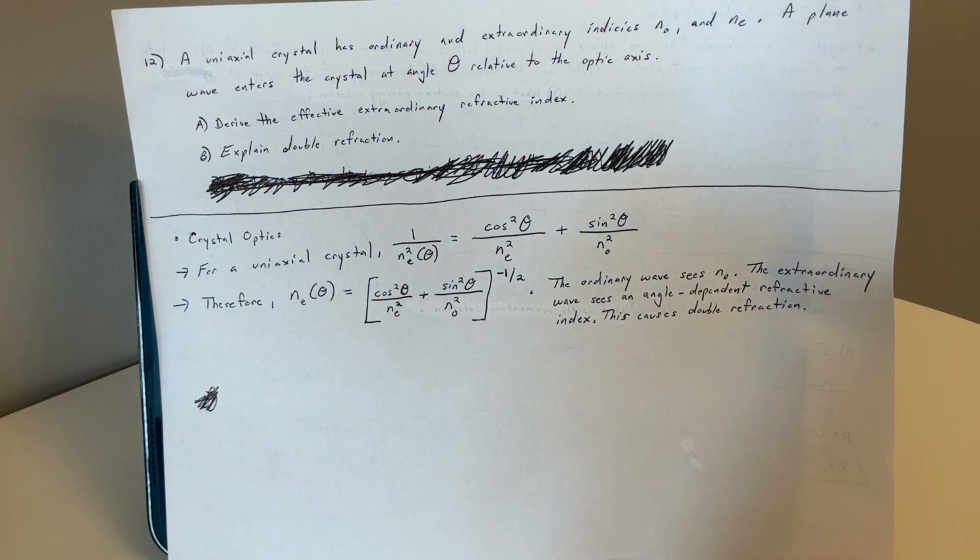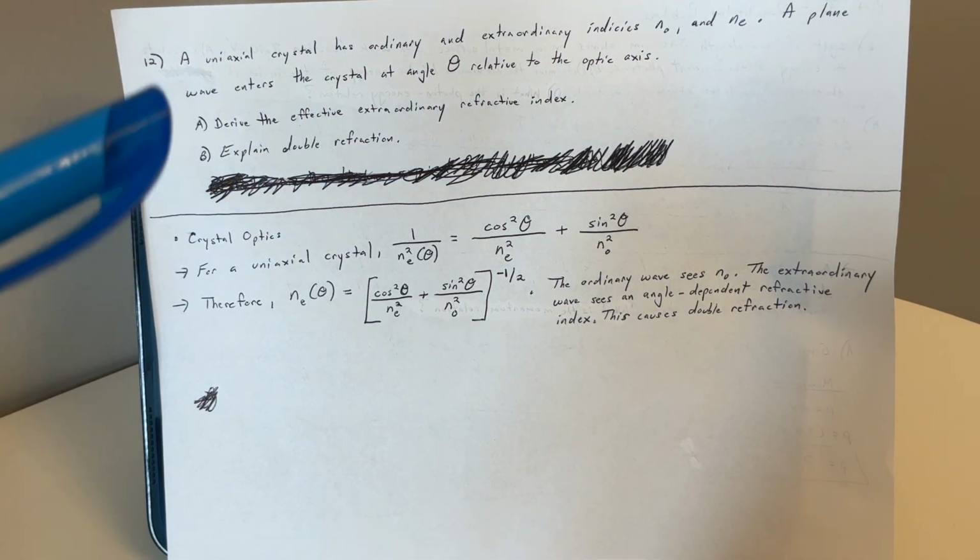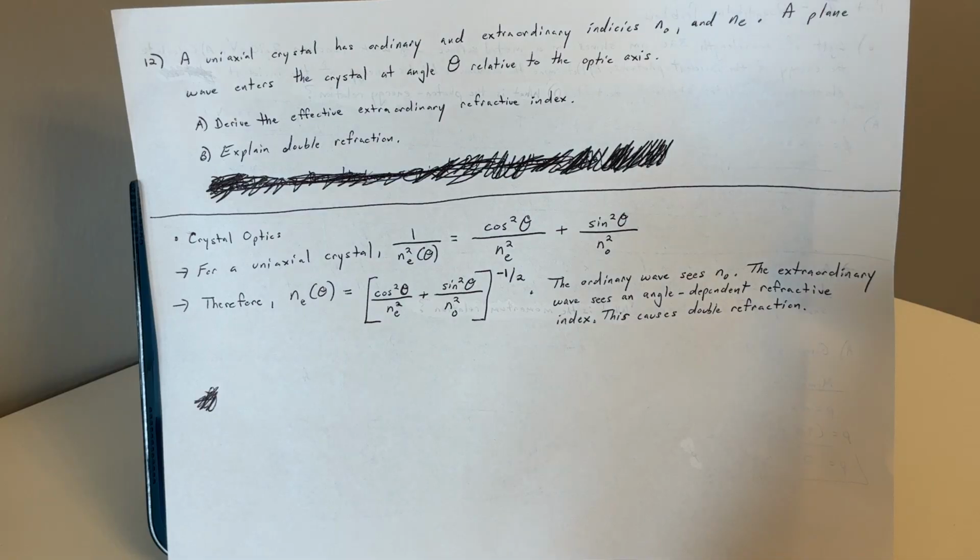Number 12, two components A and B. A uniaxial crystal has ordinary and extraordinary indices n naught and n sub e. A plane wave enters the crystal at angle theta relative to the optic axis. A and B: derive the effect of extraordinary refractive index and explain double refraction. Okay, so this is textbook stuff.